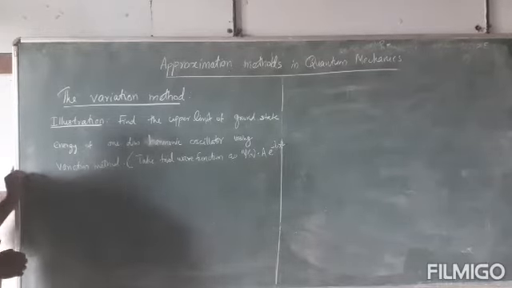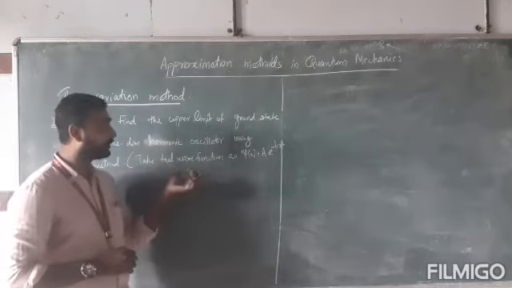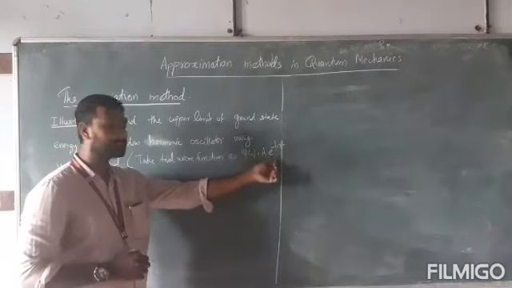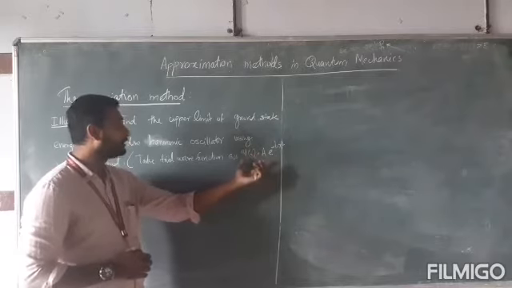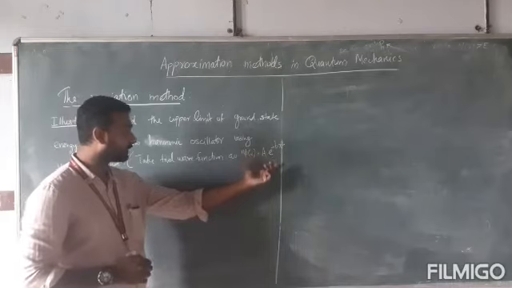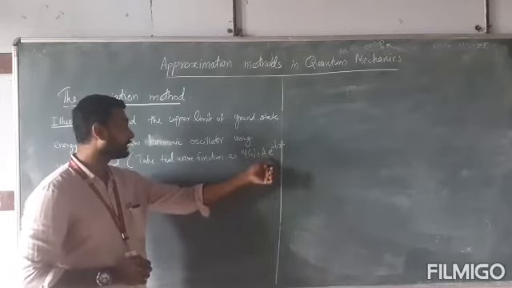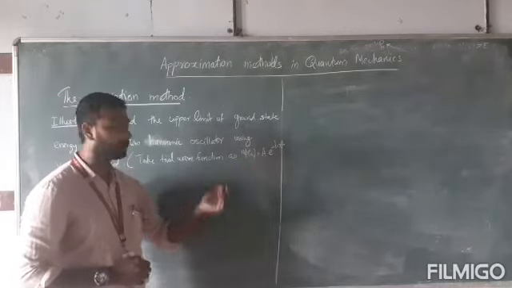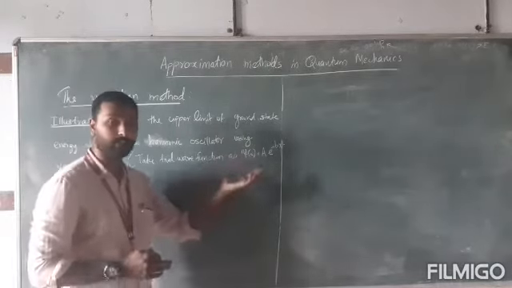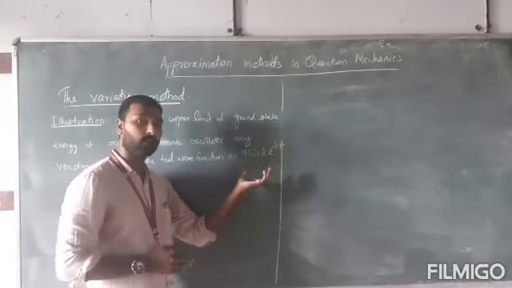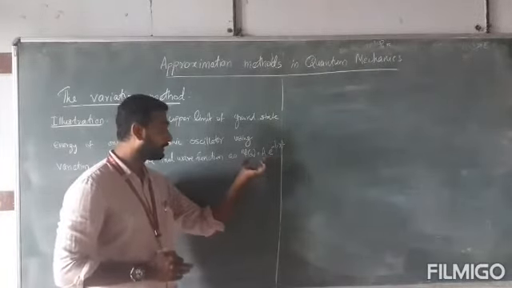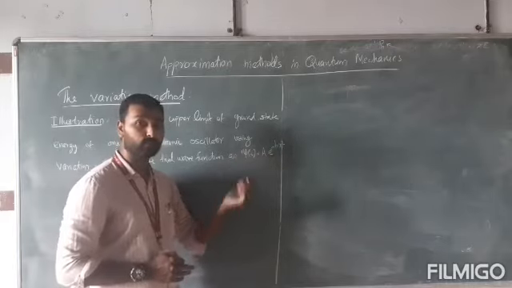The question itself says that you can use a trial wave function of the form psi of x equal to A times e raised to minus b x square. This is a Gaussian function, and there are two parameters here, capital A and small b. But we are not sure whether it is normalized or not, so better we normalize it first and see what the exact form of the wave function would be.